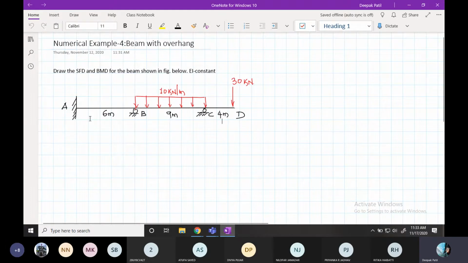That is span AB is 6 meters without any loading. Span BC is 9 meters with 10 kilonewton per meter load, and span CD is overhang, okay, with a 4 meter span, and there is a 30 kilonewton load which is acting at point D.